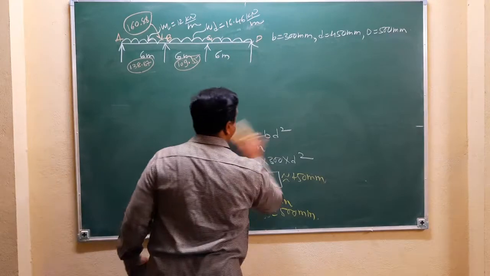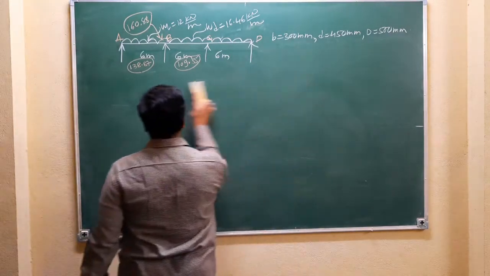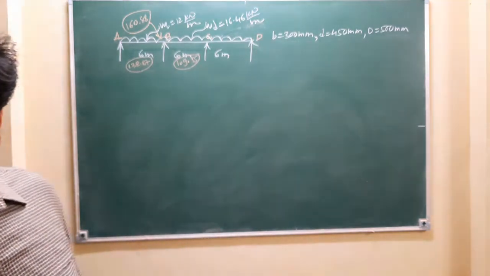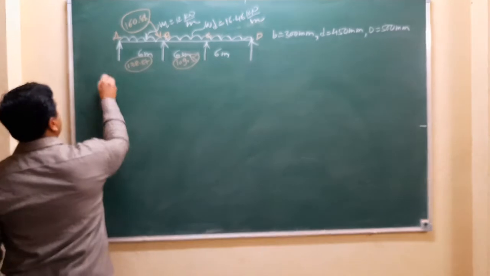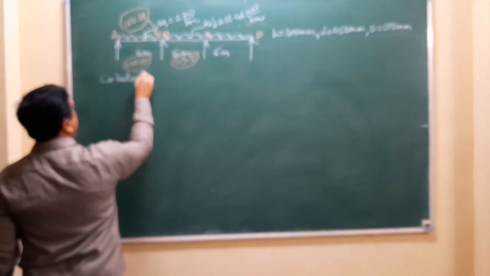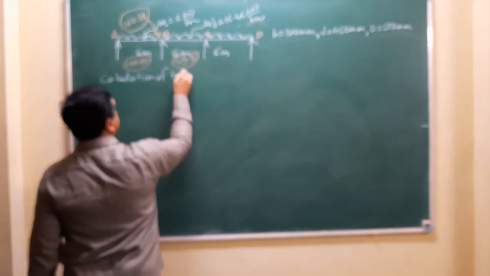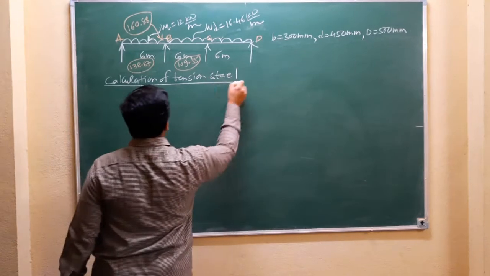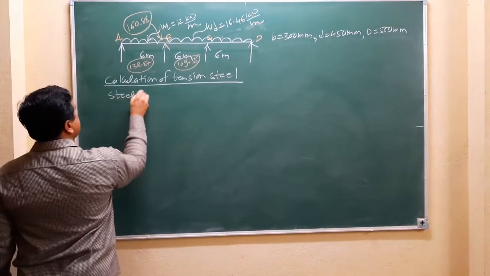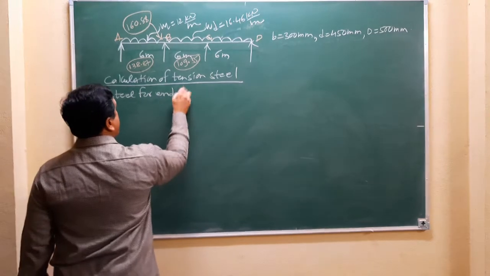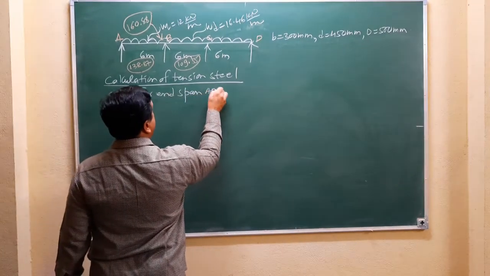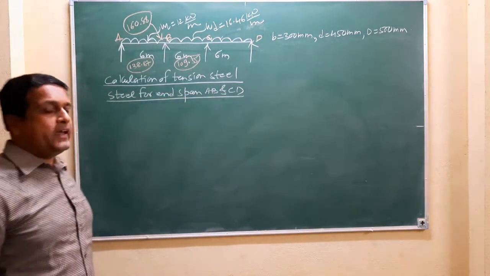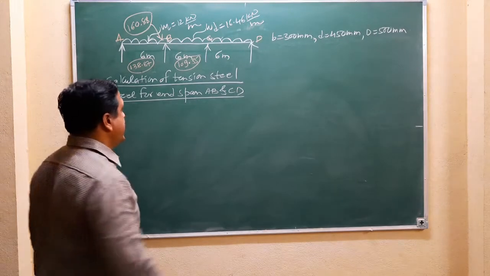Now what to do? Now find out the steel, find out the tension steel. So the next step is calculation of tension steel. So steel for end span AB and CD, because both spans have the same loading and the same span. Steel for end span AB and CD.